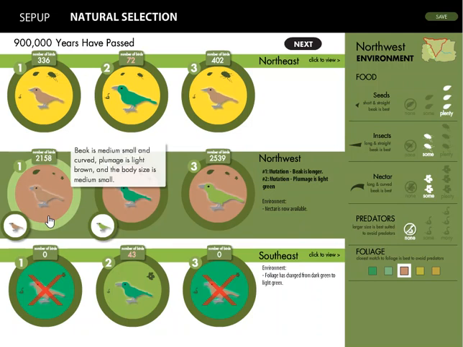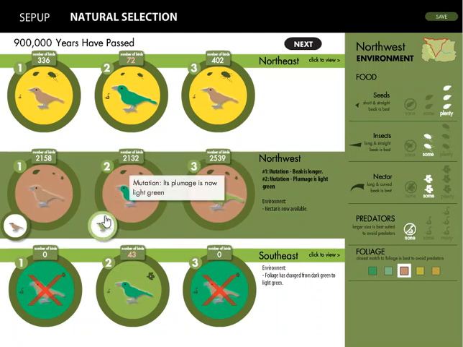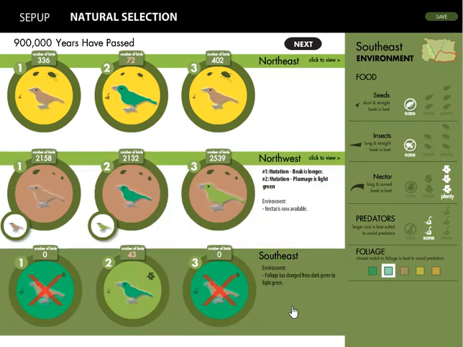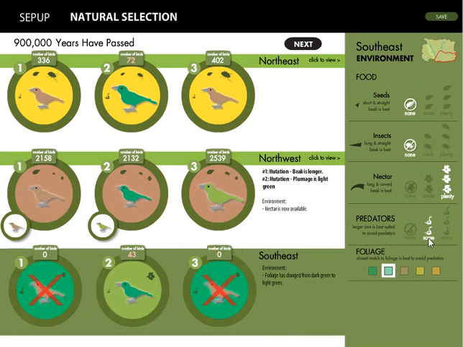I don't think that'll hurt them overall. And in the second one, the plumage is light green, so that will make them maybe blend in better. So we'll see what happens with that population. And in the southeast, the foliage has changed from dark to light green, so these now stick out more. We'll see what happens because they do have predators there.